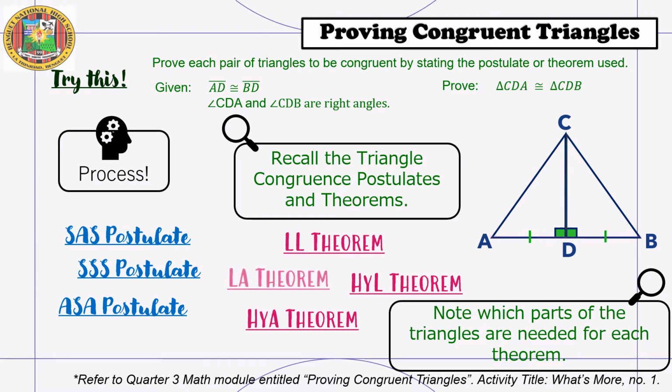We use the LA theorem when a leg and an acute angle of the right triangles are congruent to each other. For the HyL theorem, we prove that the hypotenuse and a leg of the right triangles are congruent to each other. Finally, for the HyA theorem, we prove that the hypotenuse and an acute angle of the right triangles are congruent to each other.